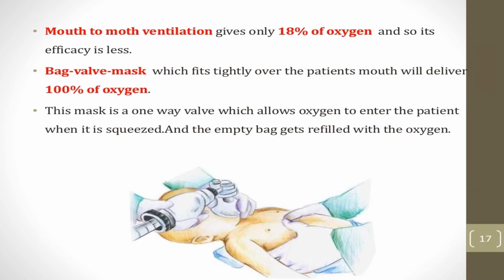Mouth-to-mouth ventilation gives only 18% of oxygen, and so its efficacy is less. Bag valve mask, which fits tightly over the patient's mouth, will deliver 100% of oxygen. This mask is a one-way valve which allows oxygen to enter the patient when it is squeezed, and the empty bag gets refilled with the oxygen.